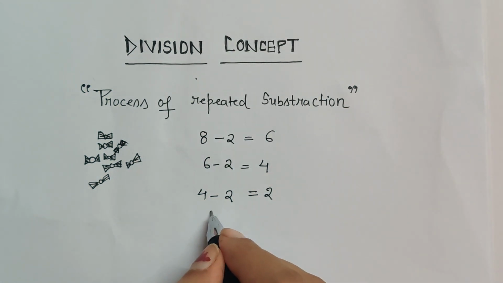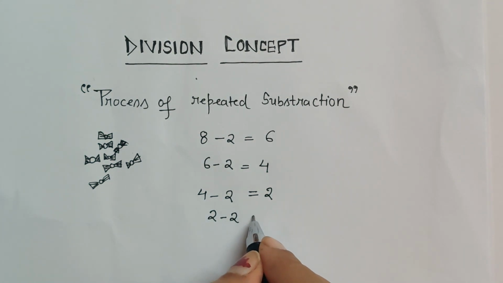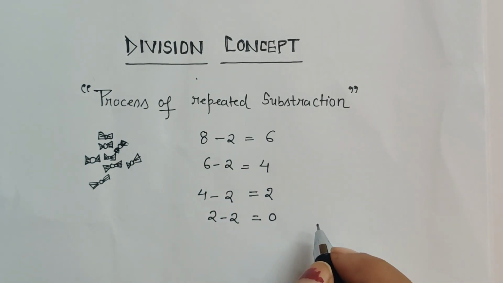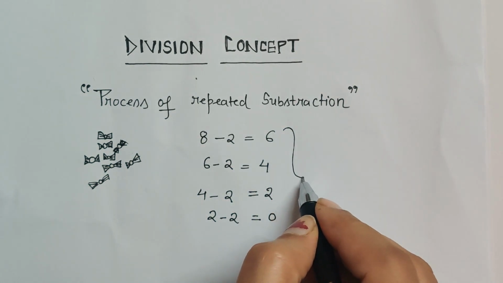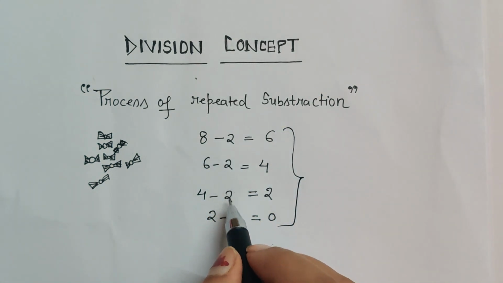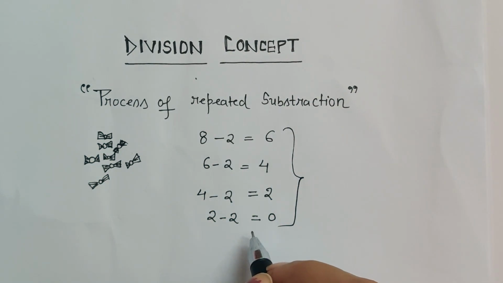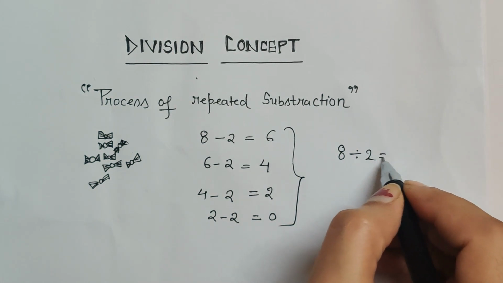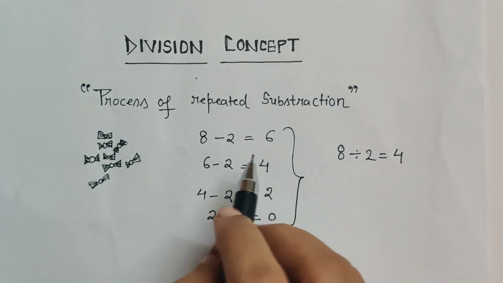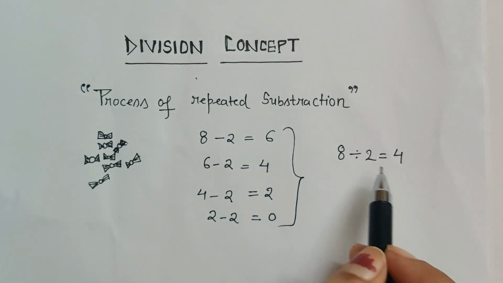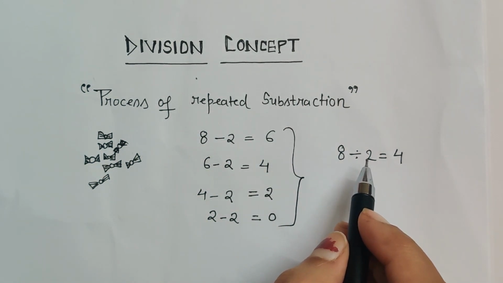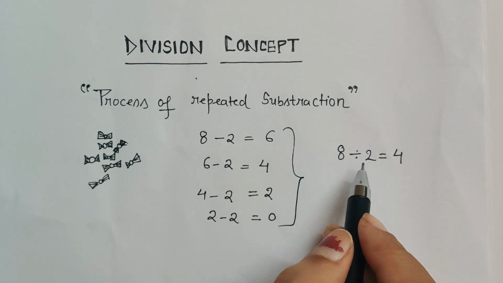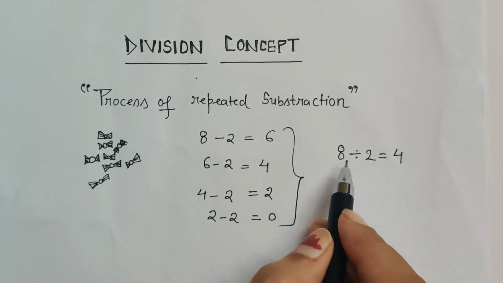Whatever chocolates are left, I take those also and give them to a child, and now I am left with 0 chocolates. So how many times did I have to do this step, the repeated subtraction? 4 times. It means when I divide 8 by 2, I get 4. Since I have to subtract 2 four times, the number of times I have to subtract 2 from 8 to get 0 is the division of 8 by 2.